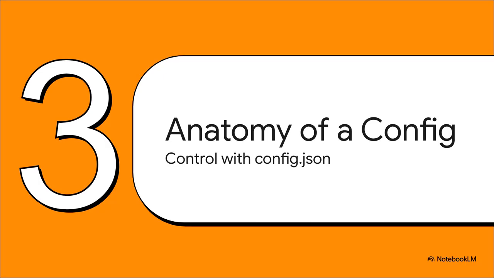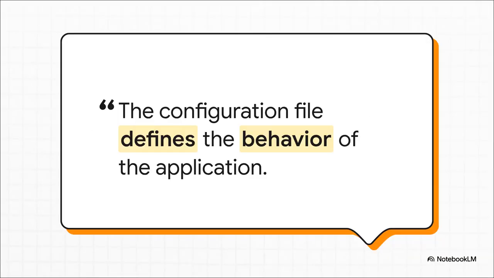Running the server from the command line is great for a quick test drive, for sure. But the real power, the secret sauce, is in the configuration file. So let's take a look at the anatomy of config.json. This is where you get to be the boss. And you don't have to take my word for it. The official documentation says it perfectly. The configuration file defines the behavior of the application. It's not some optional extra. Every cool feature, every advanced customization, it all starts right here in this one file.